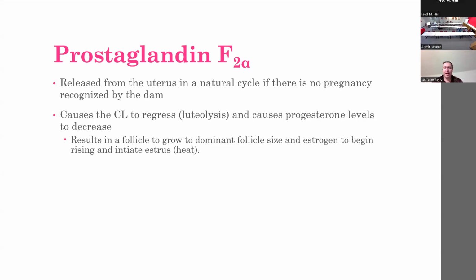Then we have prostaglandin F2 alpha. This is released from the uterus itself. It is used when there is no pregnancy for the dam to recognize, and it causes that CL to regress, also known as luteolysis. It causes that change from progesterone being the highest to start decreasing and allows estrogen to start increasing. It then triggers the growth of follicles into a dominant follicle, which then allows estrogen to become that highest hormone within the body and initiate estrus.